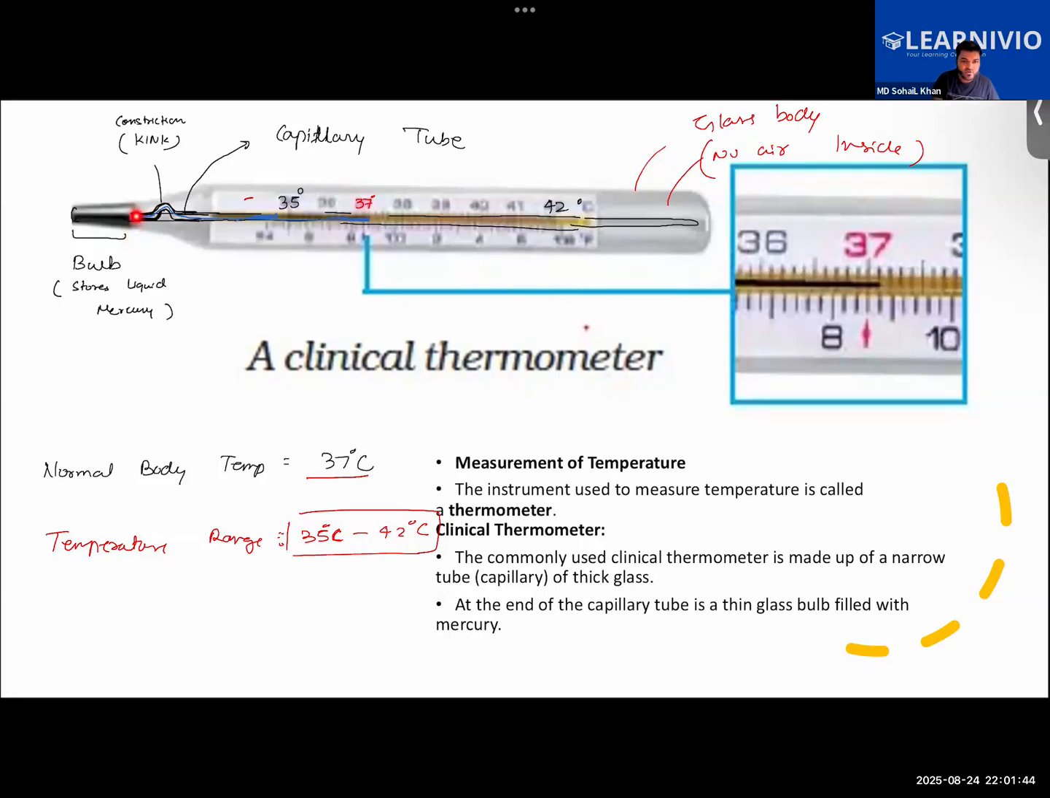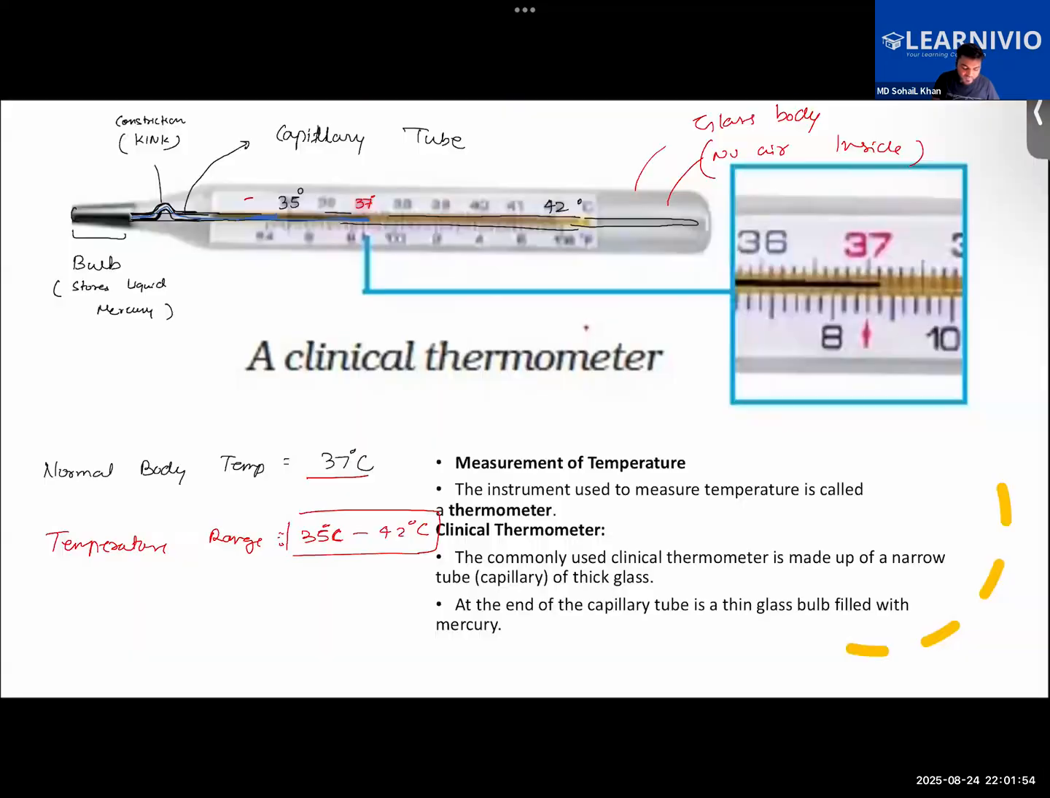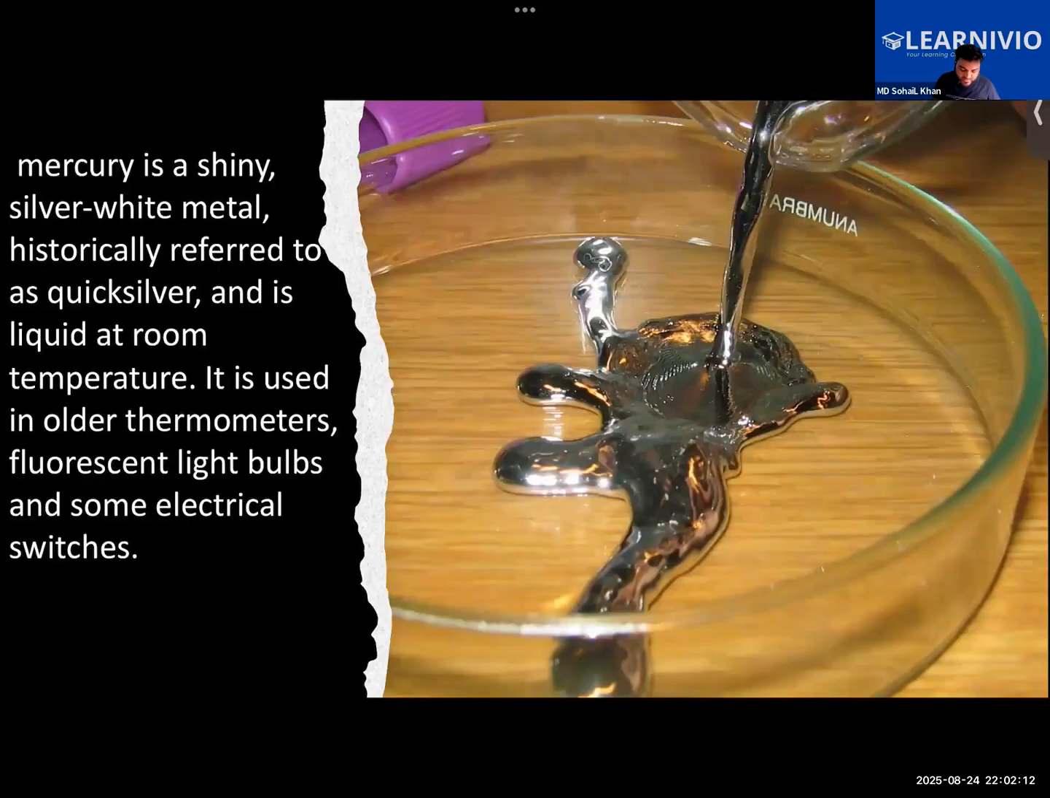So the mercury will not start to expand. Mercury is found in the liquid state at room temperature, right? It's the only metal found in the liquid state at room temperature. Now it will expand and expand, and at some point it is going to stop. If it stops at 37 degrees Celsius, it means you are not suffering from fever, and that's a normal body temperature. But if it exceeds 37 degrees Celsius, like 38, 39, then the person is suffering from fever. So that is the thing.